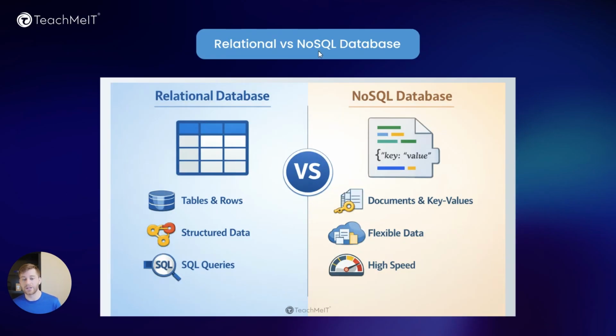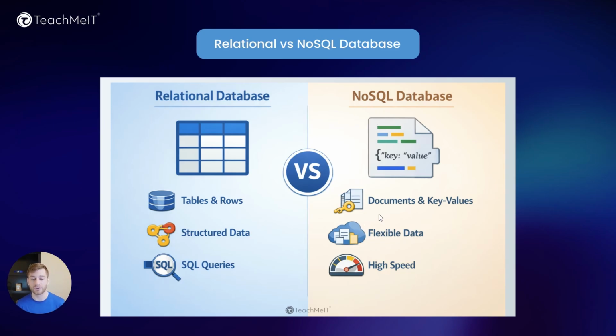Here's another look at relational versus NoSQL or non-relational databases. In relational databases, we have tables and rows structured very specifically, and we can generally use SQL queries. Most of the time, keep in mind, relational databases use SQL. Non-relational databases often don't use SQL, and that's why they're often called NoSQL databases. This is relational or SQL databases. This is non-relational or NoSQL databases.